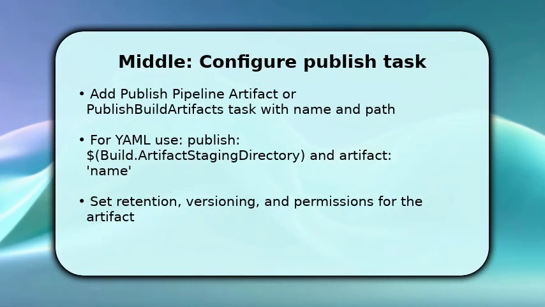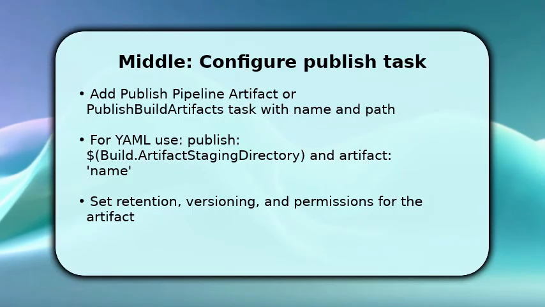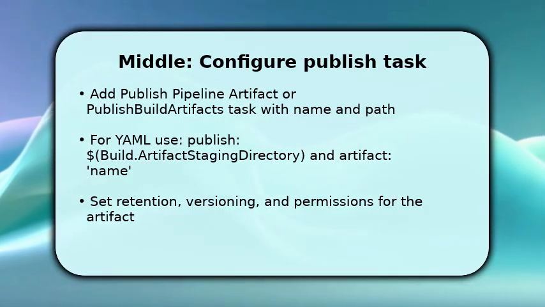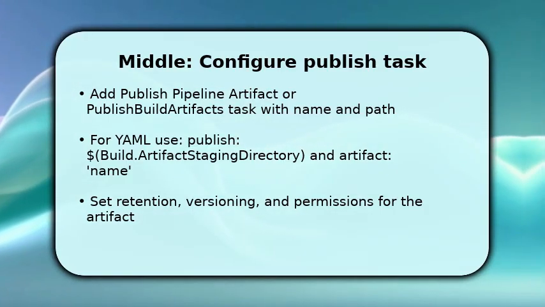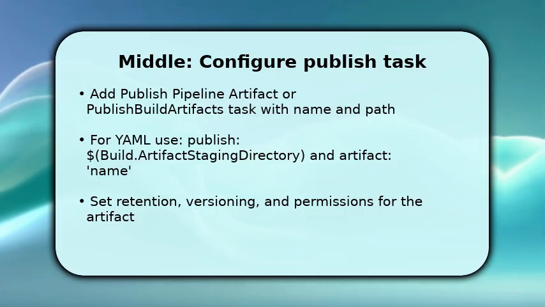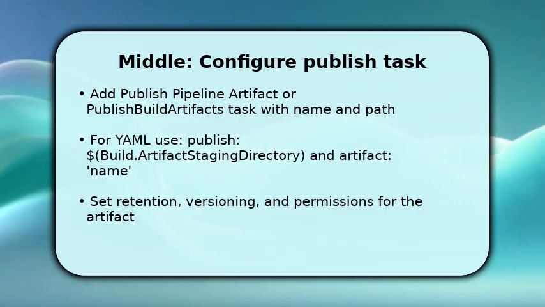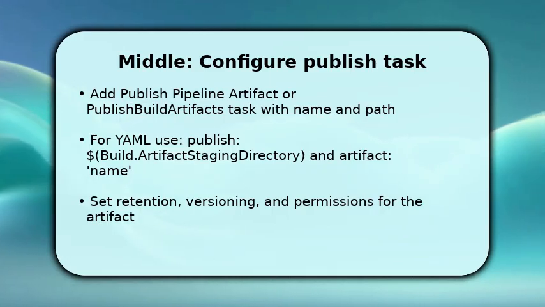Now configure the publish task that takes your build outputs and registers them in Azure DevOps. In YAML, use the publish keyword pointing to $(Build.ArtifactStagingDirectory), and give a clear artifact name. In classic pipelines, add publish pipeline artifact or publish build artifacts tasks with explicit paths.